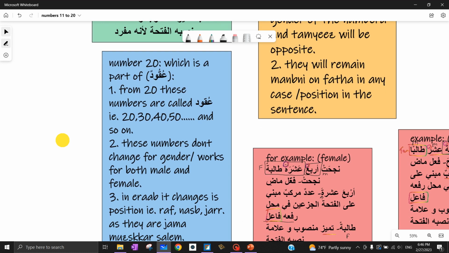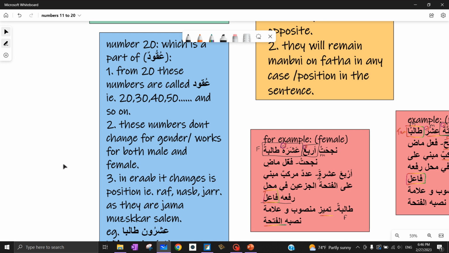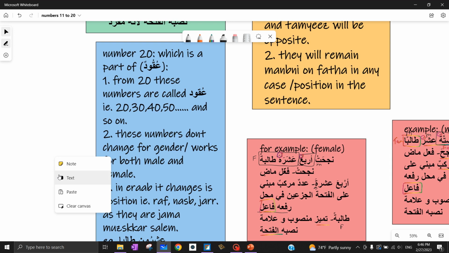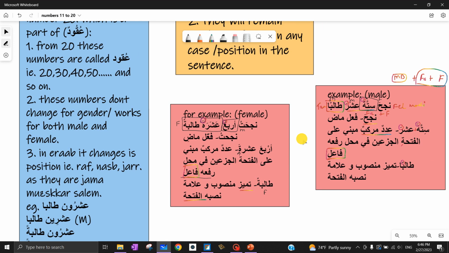And now we will do the number 20. Now we did 11 and 12 separately, the Arab of them. Why? Because 11 and 12 don't change their gender, and the rules are different. And from 13, 14, 15, 16, 17, 18, 19, the Arabs are the same as here. As here we did, and ستة عشر طالبا and أربعة عشر is the same till 19.